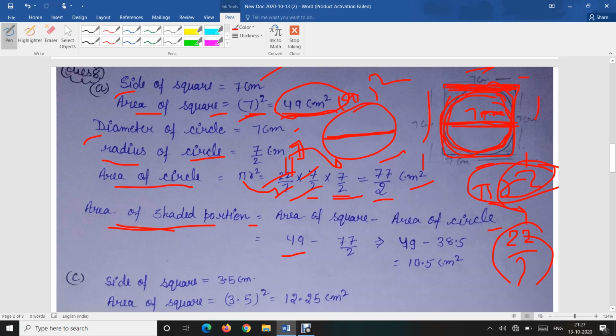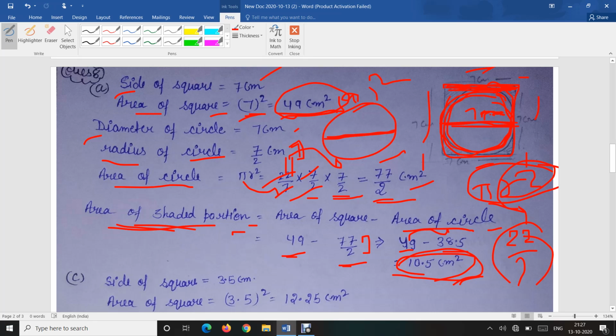Area of square is 49, which we have found, and area of circle is 77/2, which we also have found. So 49 minus 77/2, we can write this 77/2 in the decimal form, which is 38.5. Now if we subtract this 38.5 from 49, then we get 10.5 centimeter square. That means area of the shaded portion is 10.5 centimeter square.